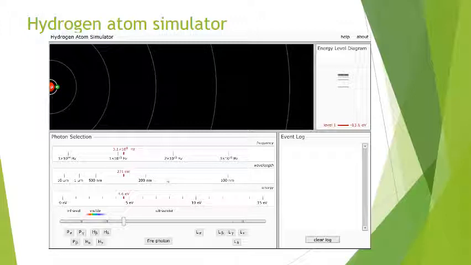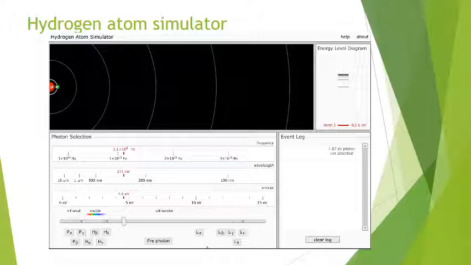And what the simulator allows you to do is to fire photons of different amounts of energy. Right now I'm going to fire a photon. It's going to be a 271 nanometer photon, and it shows the corresponding frequency of that photon and the amount of energy of that photon. So if I fire that particular photon, there it is. And notice it does nothing because it's not the right amount of energy to give to this electron to allow it to jump to higher energy levels. So that had absolutely no effect.